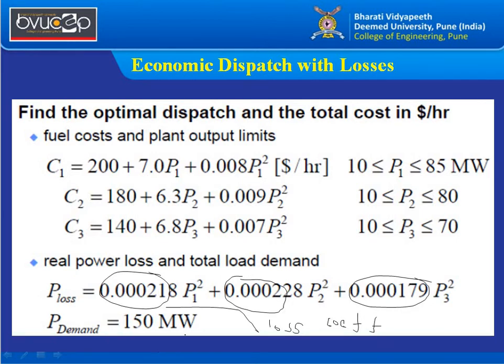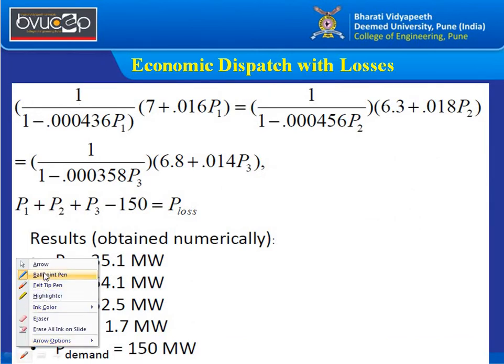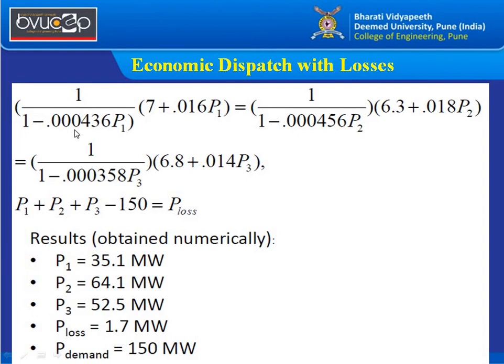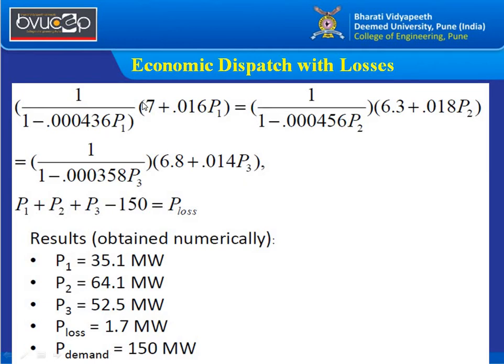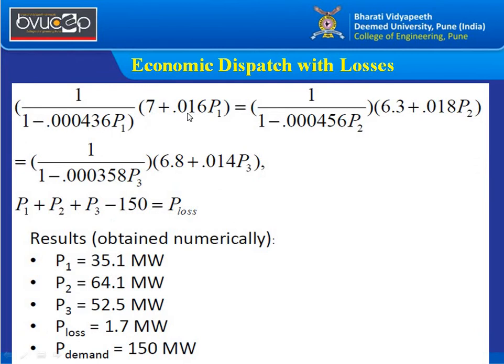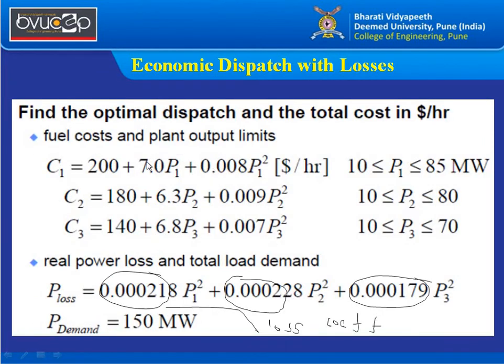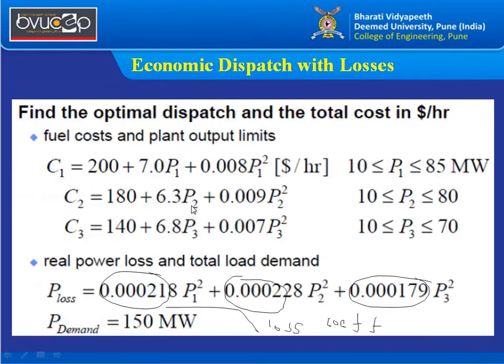So for the first generating unit we have now, which we can say is 1 upon 1 minus 0.00436. When I multiply 0.00218 by 2, we get 0.00436. In the numerator we have now 7. So this 7 is going to be the beta 1, plus 0.06 p1, that is the derivative we are taking with respect to p1. The numerator is going to be the derivative with respect to p1.